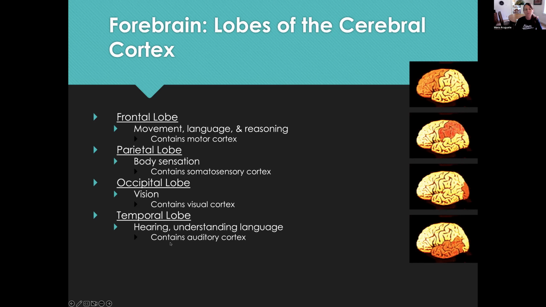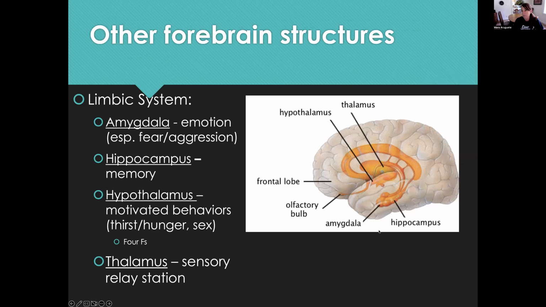The temporal lobe is involved in hearing and understanding language. It has the auditory cortex, which is primarily for hearing. So you can remember it because it's right here in the brain, and it also is for hearing. And if you damage that, of course, you're going to lose some hearing and ability perhaps to understand language.